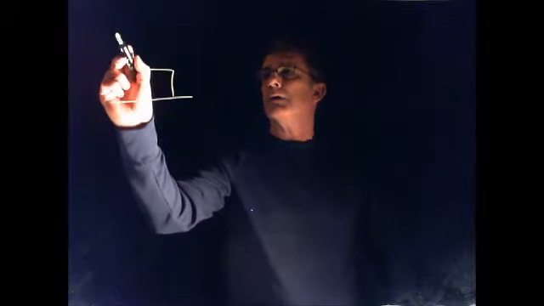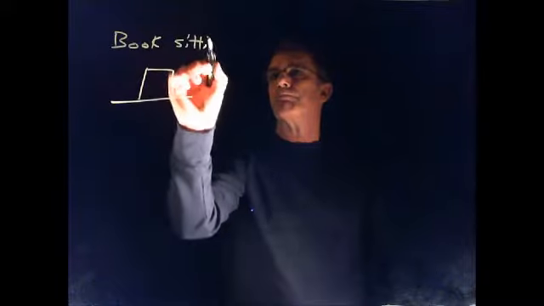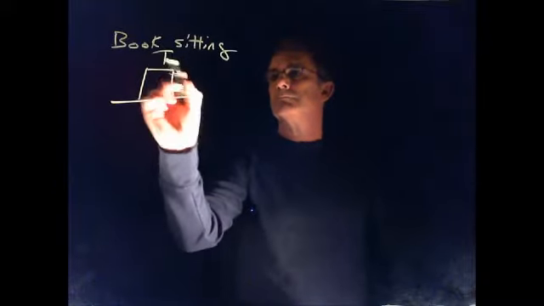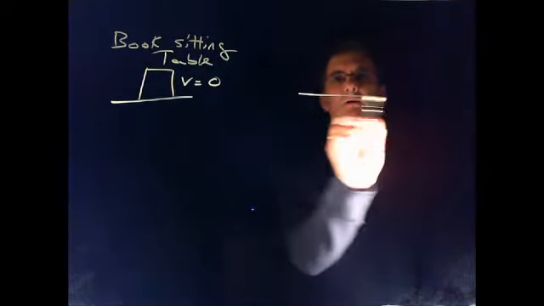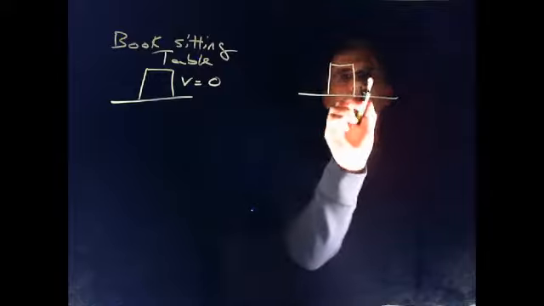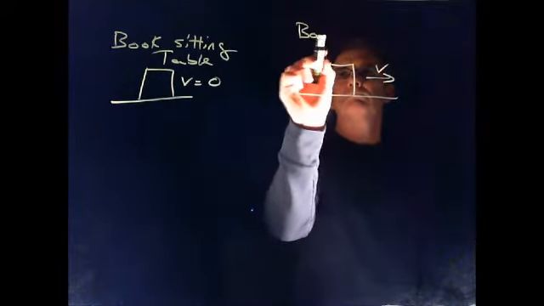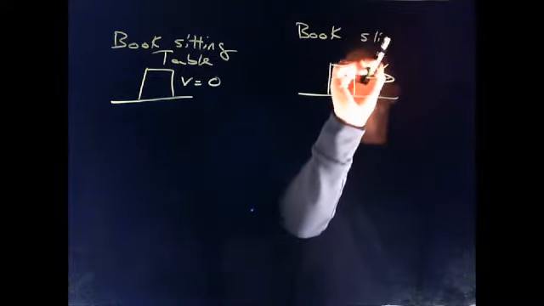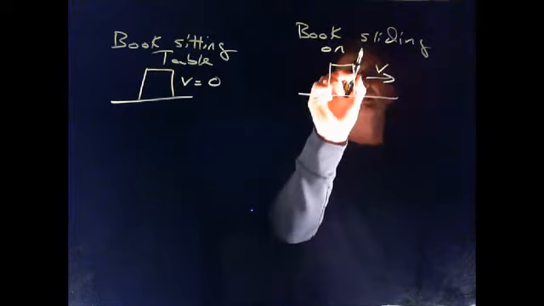Here is an example of a book that's sitting on the table. So it's at rest, no velocity. Here is a book that's sliding across ice. So it's on a frictionless surface. That's the idea of ice.